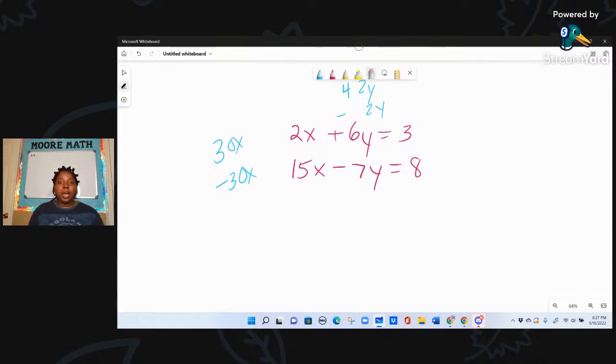And let me just show you how you would do that. If I was changing the y's, I would multiply everything by 7 just to change this into 42. Again, you can't just change one part of the equation. You have to change everything. So 14x plus 42y would equal 21. Everything gets multiplied by 7.